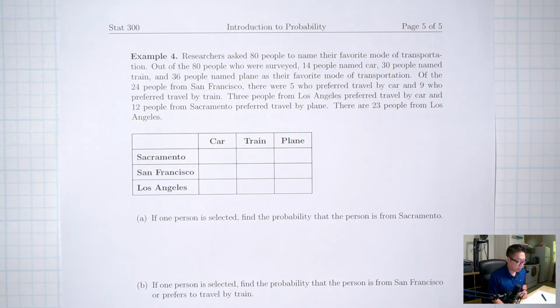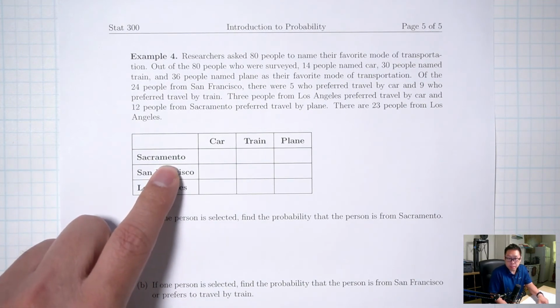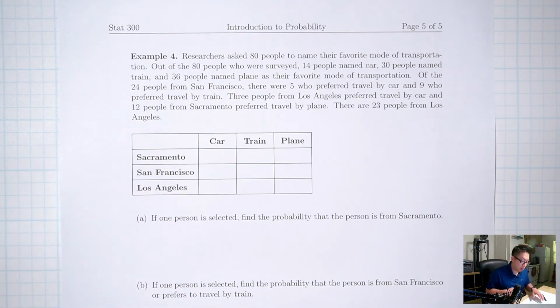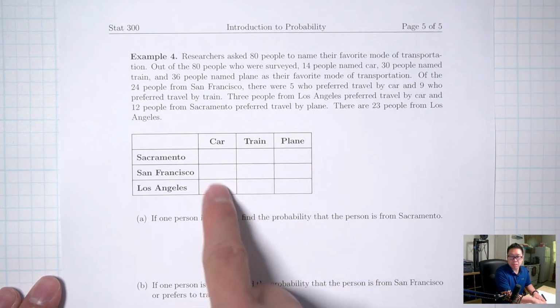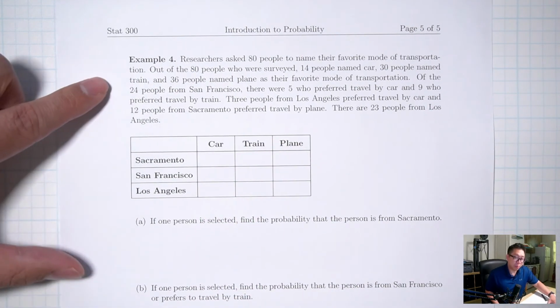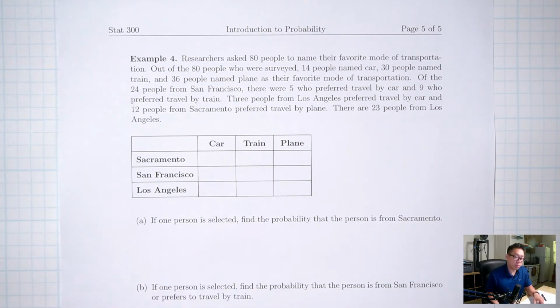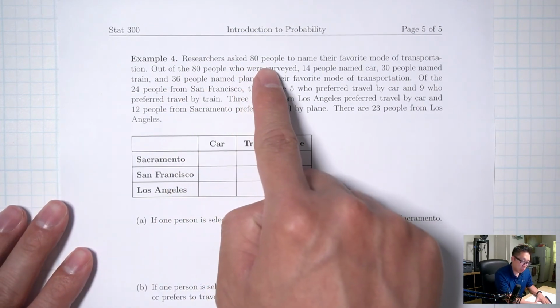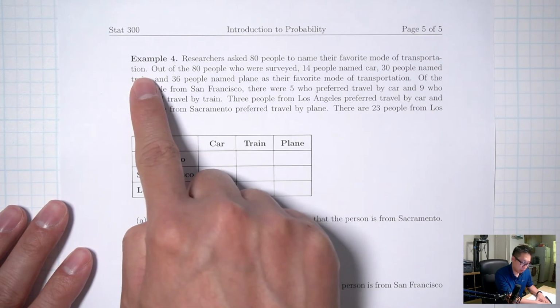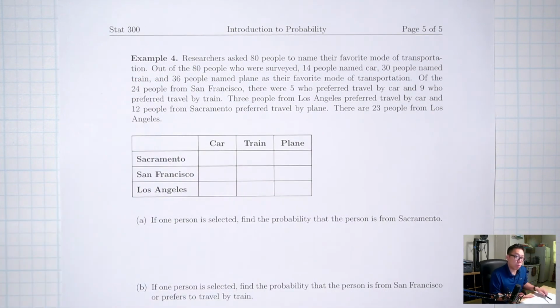Example 4. Here we have another table question, just like in example 1. The only difference here is that I'm not giving you the numbers inside the table. You have to read the information I give you and then fill in the table first. So let's just go through line by line. Researchers asked 80 people to name their favorite mode of transportation. That's telling me that the total is 80.